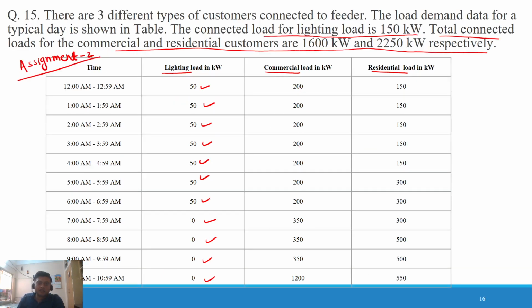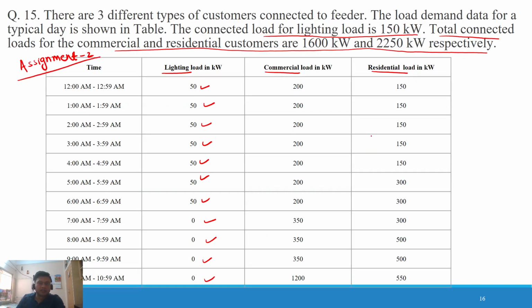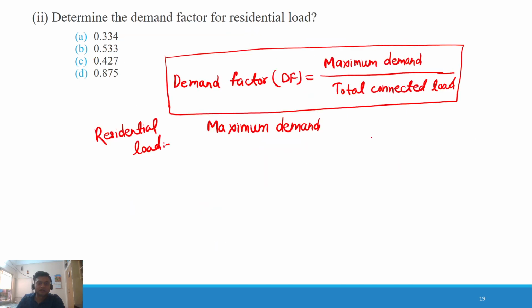So it is 200, 200, it goes till here 350, 350, 1200, 1200 it goes till here 1400, 900, 750. So maximum demand is... it is residential load. Sorry, it is asked for residential.